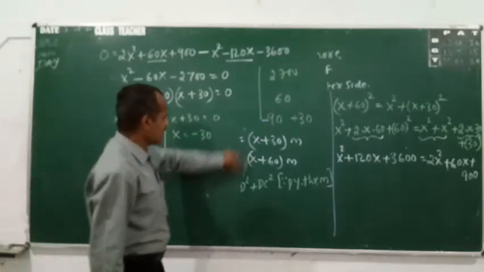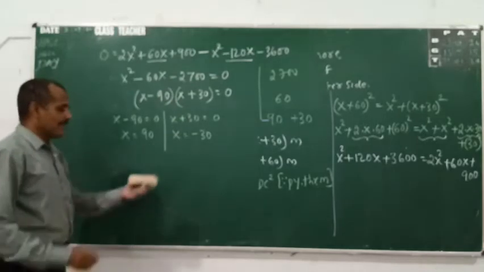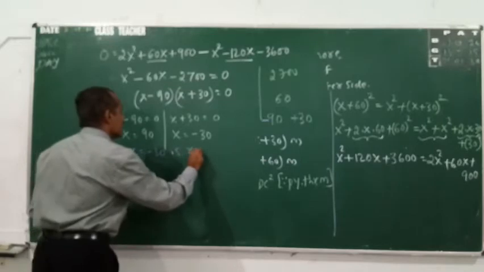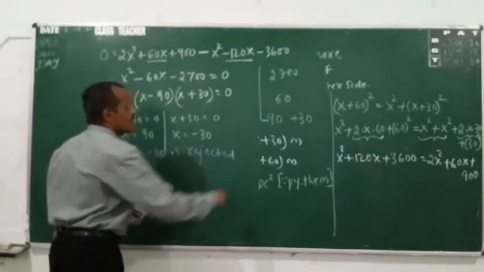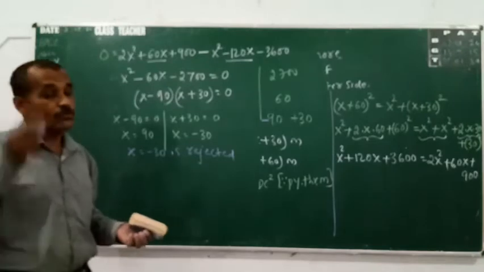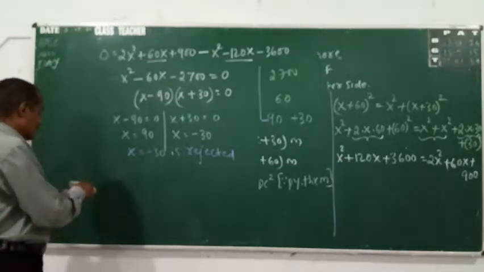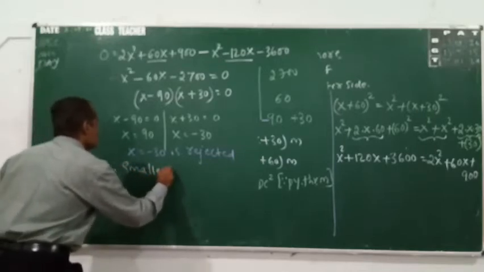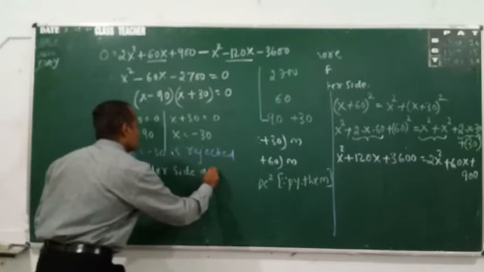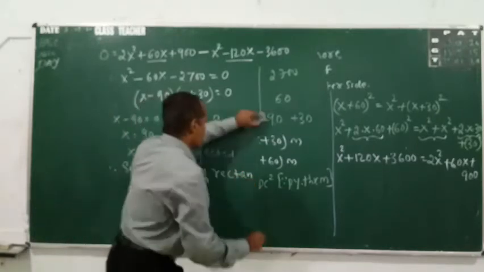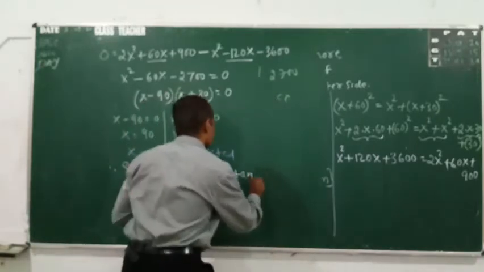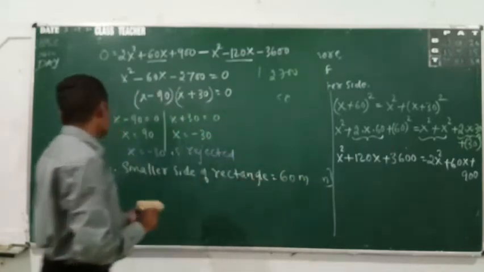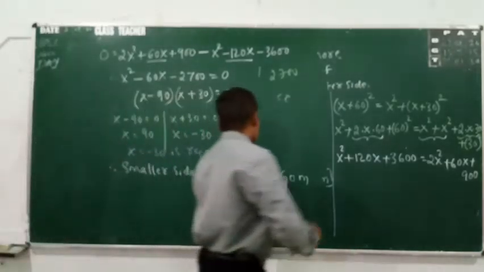What is x? x is the smaller side, which cannot be negative. I will write x is equal to minus 30 is rejected. Why is it rejected? Because a side cannot be negative. It should always be positive. So I can say, therefore, the smaller side of the rectangle is equal to how much? 60 meters. Is it right? Sorry, 90 meters, not 60.